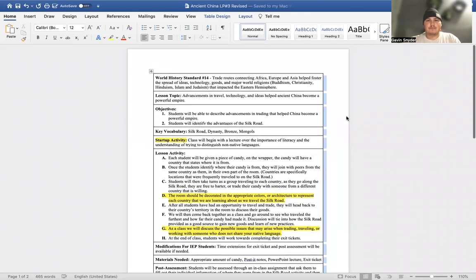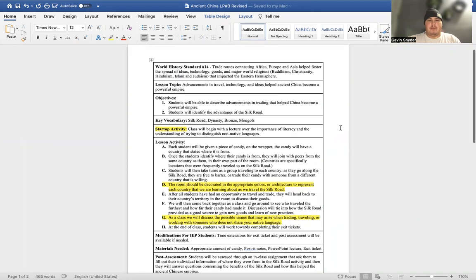I think they can. World History Strand number 14. Trade routes connecting Africa, Europe, and Asia help foster the spread of ideas, technology, goods, and major world religions such as Buddhism, Christianity, Hinduism, Islam, and Judaism, and how those impacted the Eastern Hemisphere back then. So we're talking ancient China, that is the unit that we were working on.